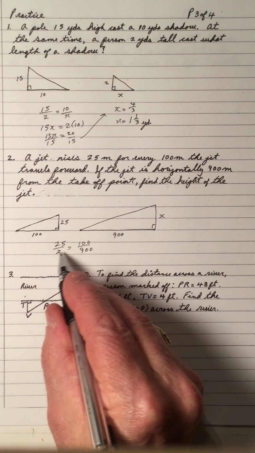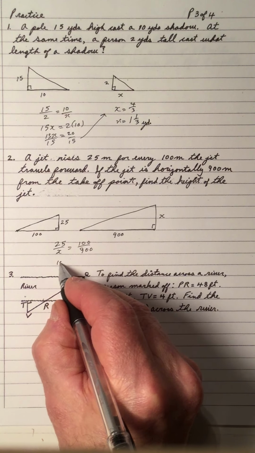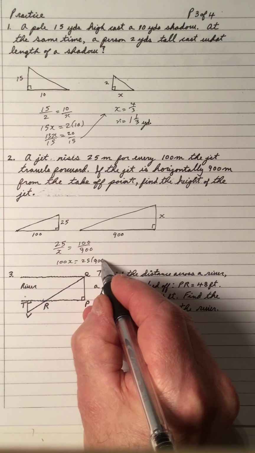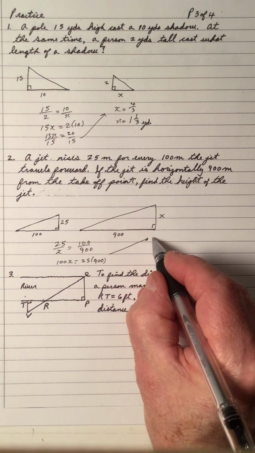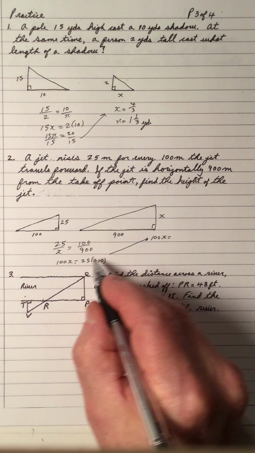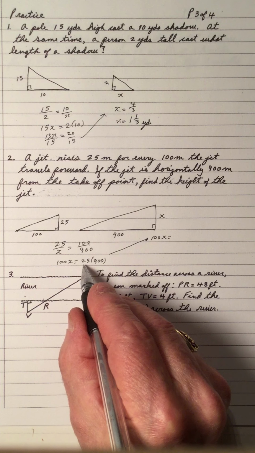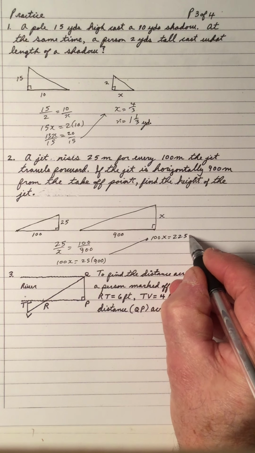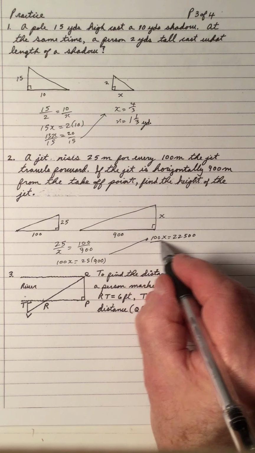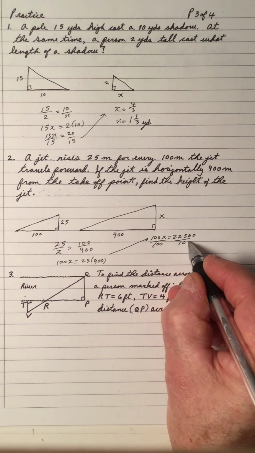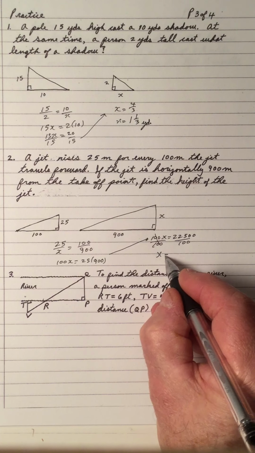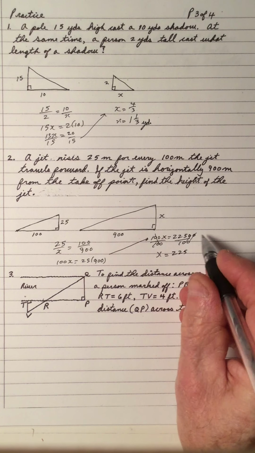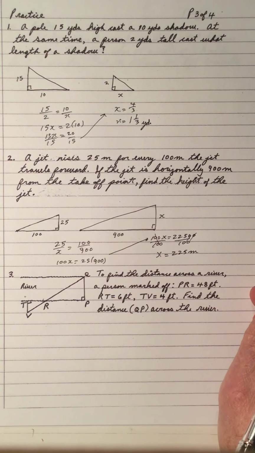And multiply, again I want to multiply this first. So I get 100x equals 25 times 900. And 25 times 900 is 22,500. You use your calculator. Divide by 100. It cancels. It gives me 1x, and the zeros cancel, so 225 meters. That's the height of the plane.